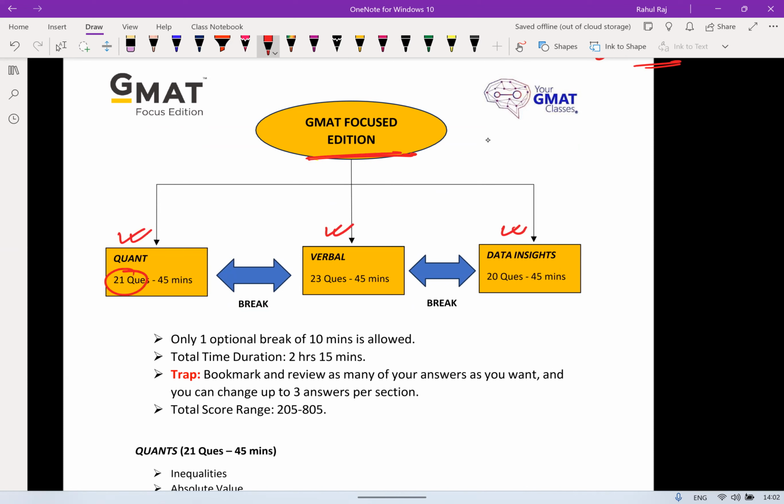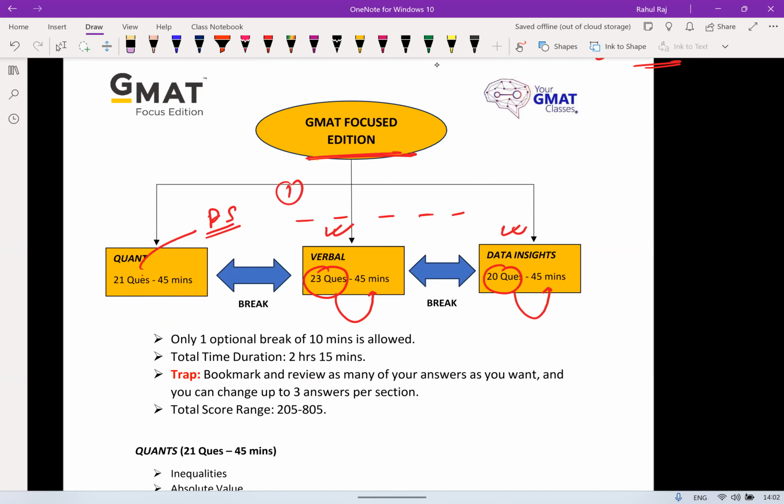In quant, there are 21 questions and you have 45 minutes. In verbal, there are 23 questions, you have 45 minutes. In data insights, you have 20 questions, you have 45 minutes. What happens in quant is that all the 21 questions are problem solving questions. You are given one question and there are 5 options. You just have to choose one option, whichever is the answer. There's only one answer that is right.